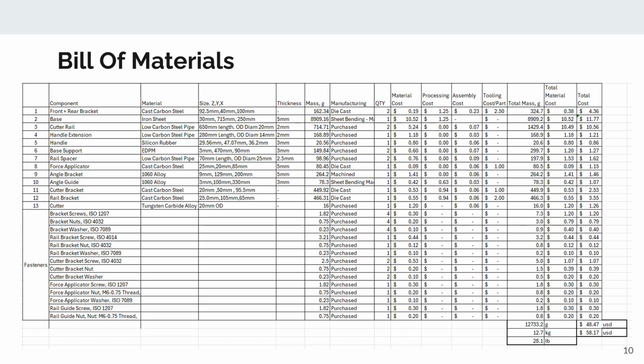This is our overall bill of materials for our cutter assembly. It consists of 13 unique components and 14 fasteners. Our main components are purchased, sheet bending components, die cast components, and machine components. The overall estimated cost is $48.50, with our competitors ranging from $55 to $100 US, so we're at about 20% margin with our lowest cost competitor, but we see some opportunity to improve our margins through optimizing through the DfM DFA.